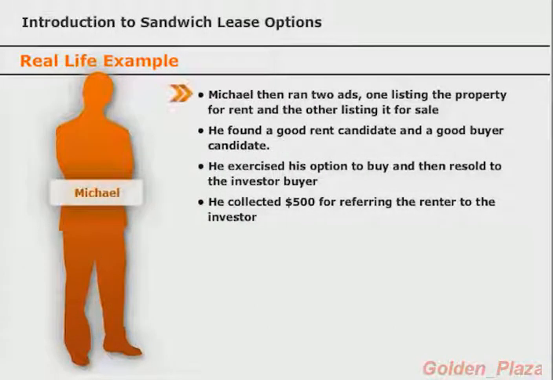Michael then put out 2 ads, one that said the property was for rent and the other that said the property was for sale. He got calls from each ad, and after screening the callers, he found one good candidate interested in renting and one interested in buying. The buyer was another investor. So Michael exercised his option and purchased the property, then immediately resold it to the investor. But he also mentioned that he had a renter available if the investor was interested. The investor said he was interested and was willing to give Michael an extra $500 for the quality referral.